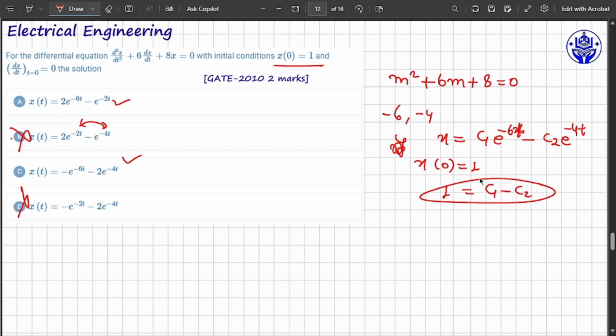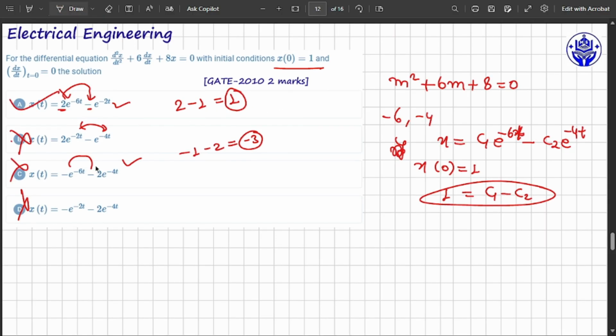Just see, whenever you have this kind of thing, just think over it. The sum of the coefficients will be 1. Here it is 2 minus 1, it is 1. But here it is minus 1 and minus 2, which is minus 3. The sum should be 1. This is one of the tricks: the sum of the arbitrary constants must equal 1. Okay, so this will be the answer. This is not the case. Next one.